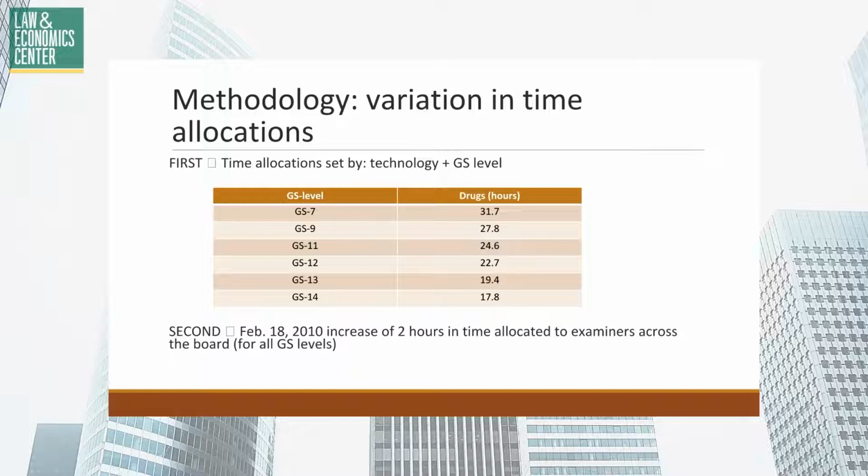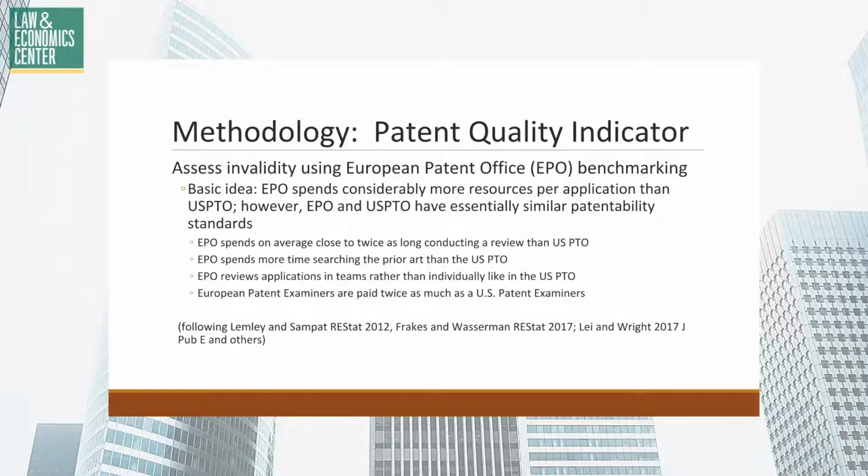And secondly, we exploit the fact that in 2010, the Patent Office gave all examiners an extra 2 hours to review all applications. And then, if we want to look at whether patent applications that are given more time are the ones being issued at higher quality, we need some sort of quality metric.